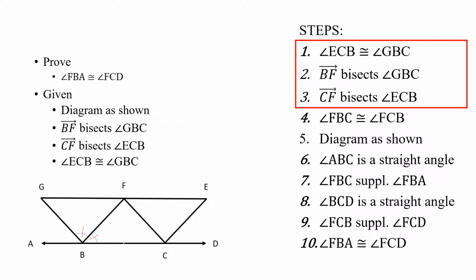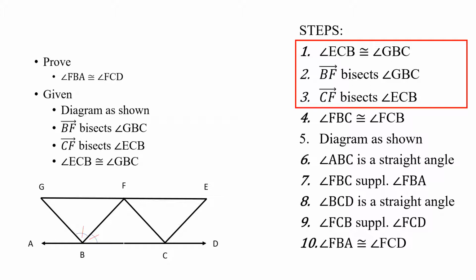Alright, anyways, so we're given this figure in the lower left hand corner and we're trying to prove that angle FBA is congruent to angle FCD. What we're given is the diagram as shown, the fact that ray BF bisects angle GBC, the fact that ray CF bisects angle ECB, and the fact that angle ECB is congruent to angle GBC.